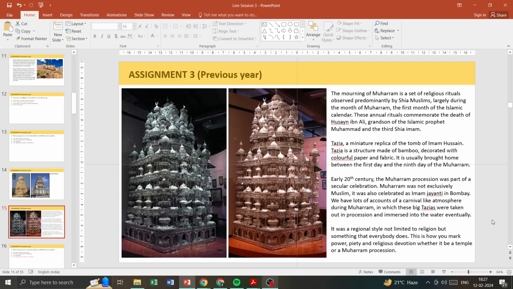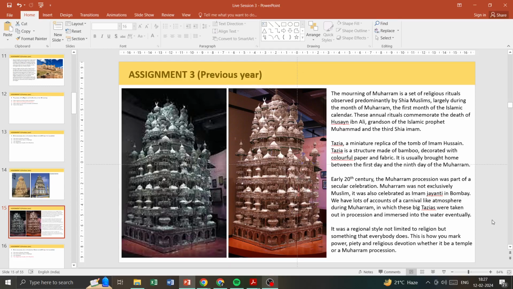These rituals commemorate the death of Hussein ibn Ali, grandson of the Islamic prophet Muhammad and third Shia Imam. Tazia is a miniature replica of the tomb of Imam Hussein. Tazia is a structure made of bamboo decorated with colorful paper and fabric, and it is usually brought home between the first and the ninth day of the Muharram.